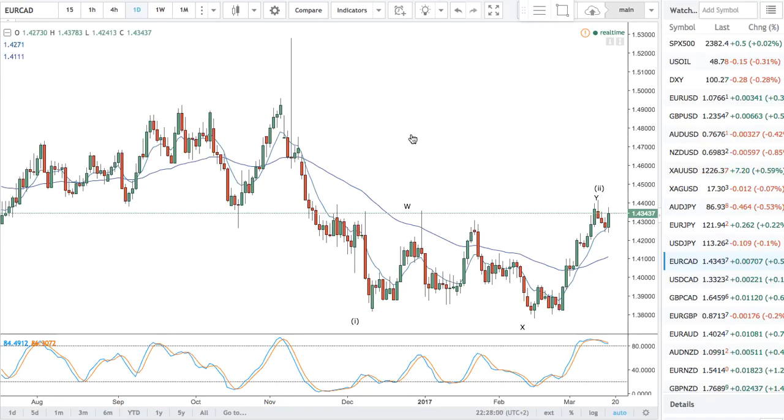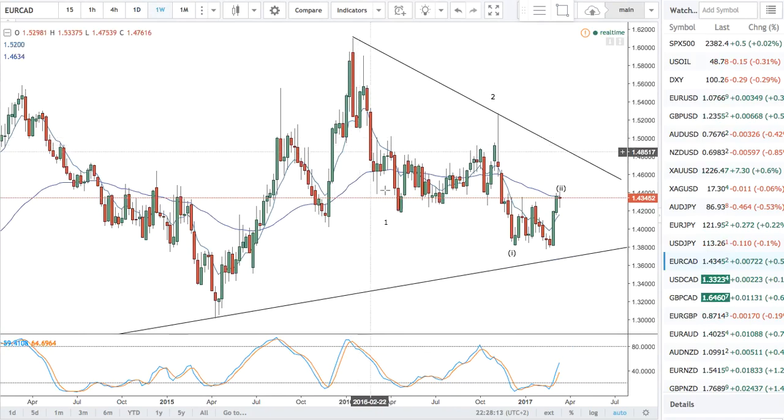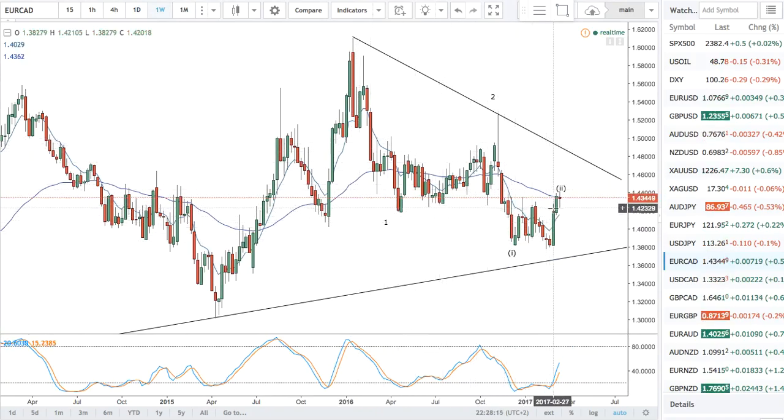I want to take a quick look at Euro Canadian dollar on the bigger picture because we may be involved in a complex leading diagonal on the monthly. If you've been following the videos recently over the past week or so, you'll see I've been trying to handle this current move here as a flat.